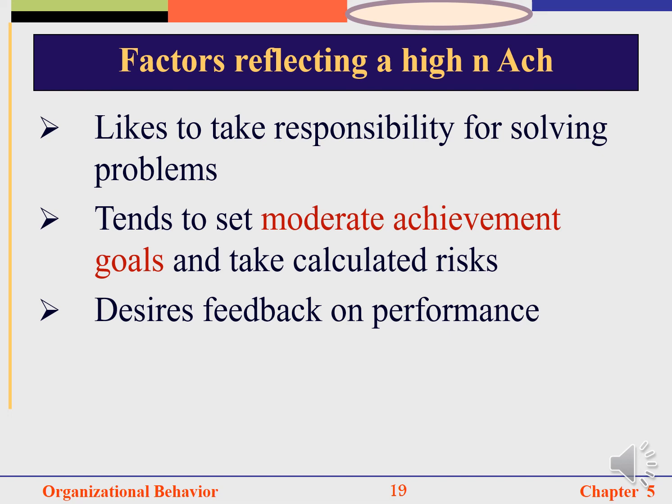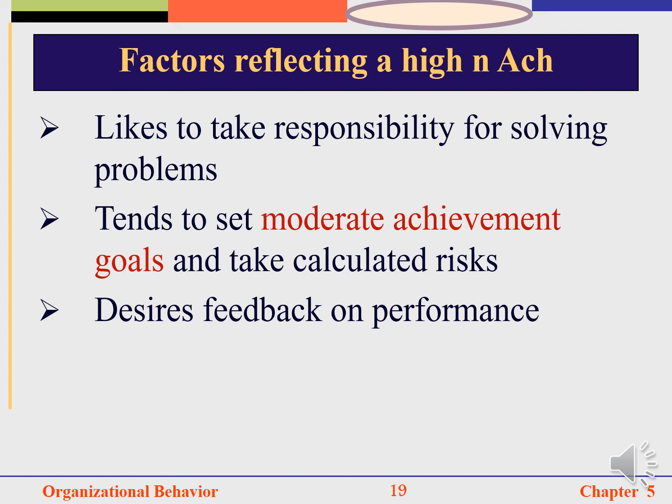And also they will avoid the extremely difficult goal. If they know in advance that there is a probability of 5% or 25% that they will succeed, they will avoid this. Why? Because if they fail, they will be very frustrated. So in order to avoid frustration, they take the moderate difficulty goals, the goals where there is a probability of 50% to succeed. Actually, this is not an easy goal.